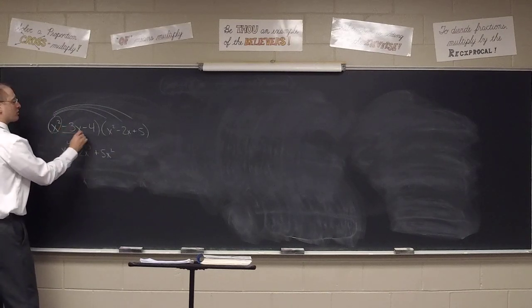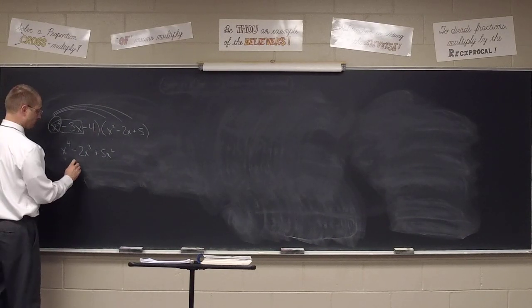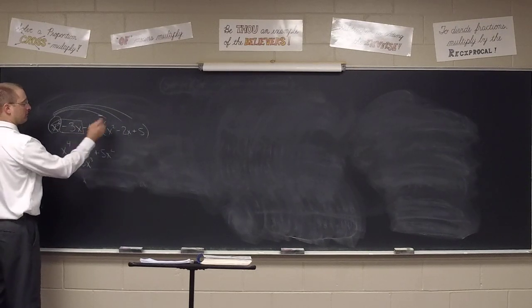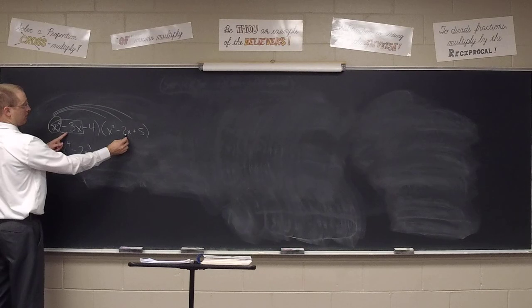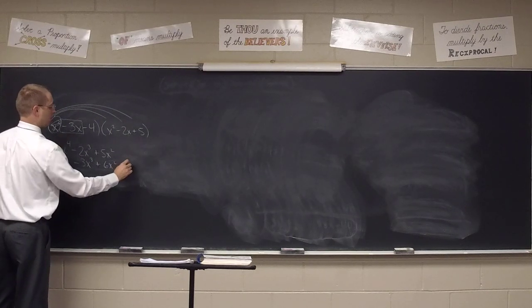All right, now it's all about the negative 3x. Again, the discipline is to only focus on the negative 3x as you distribute into the other polynomial, Dylan. Negative 3x cubed. Positive 6x squared. Negative 15x.